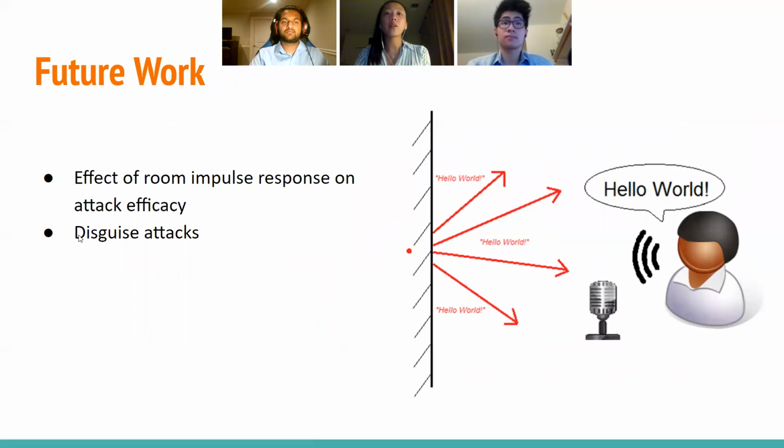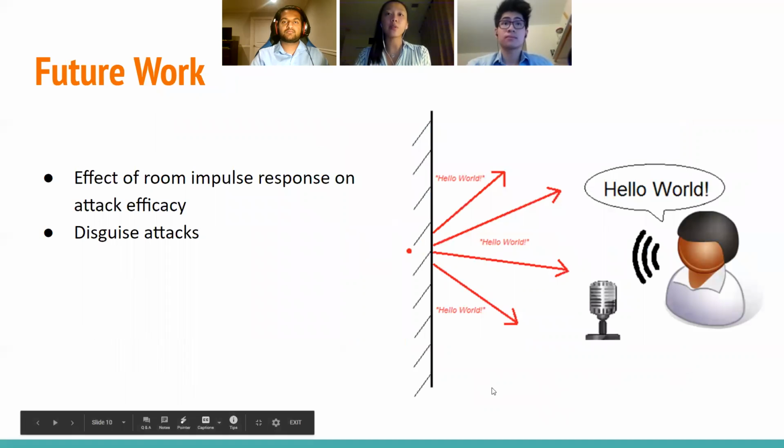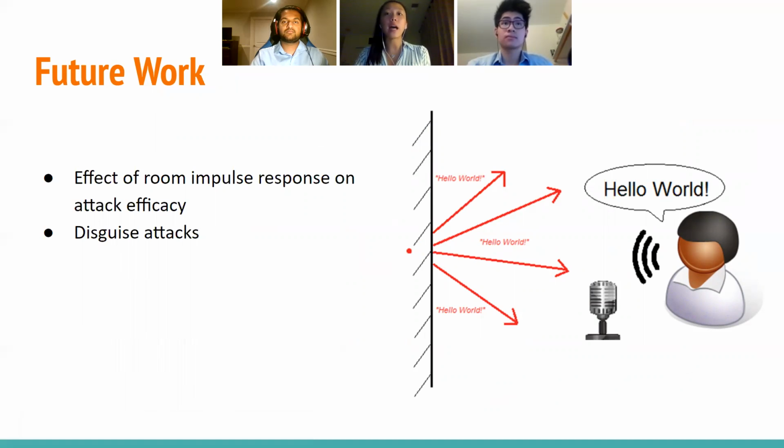So currently, our model simply generates adversarial samples and evaluates their efficacy. For future work, we'd like to conduct an over-the-air attack, in which case we would have to consider the room impulse response, which is essentially how our audio would be affected by the environment in which we launched our attack. By taking the room impulse response into account, we would be able to make our attack as efficient as possible.